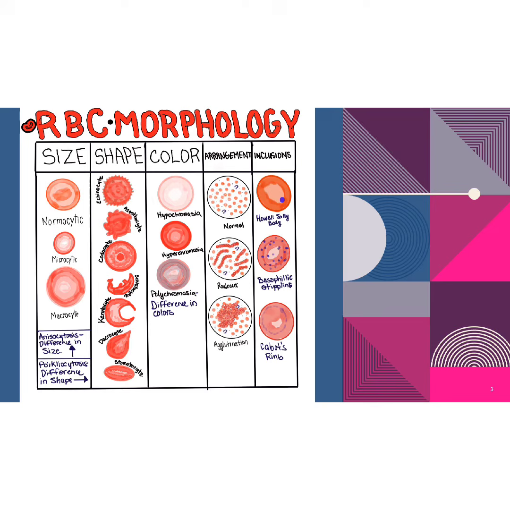When the arrangement is normal, the cells are spaced out from each other in the monolayer. Sometimes we may see overlapping of cells, which is called rouleau and is common in cats and horses. And we also may see agglutination, which is not normal in the monolayer.